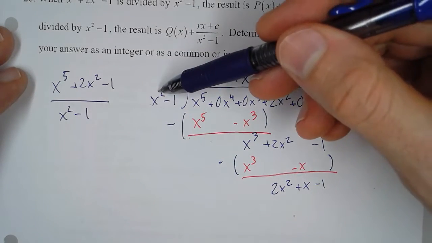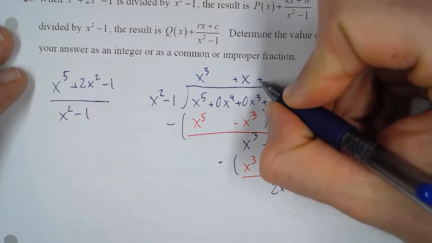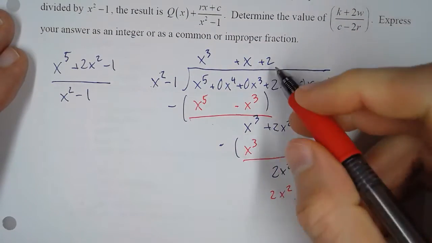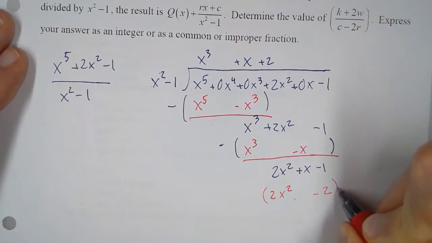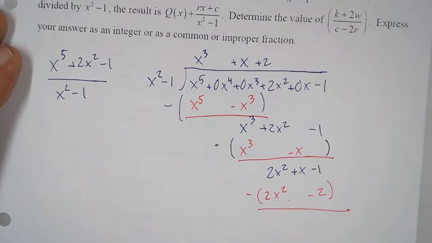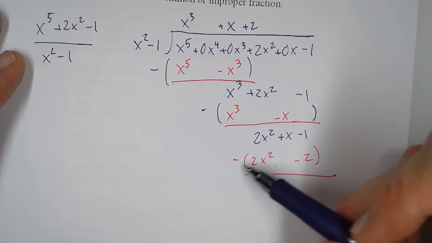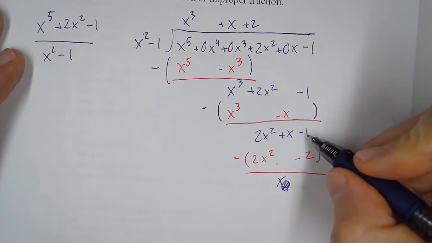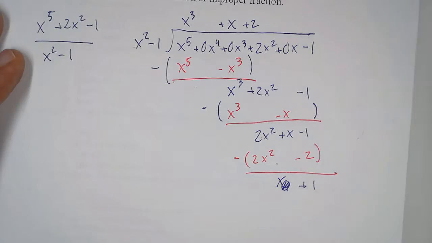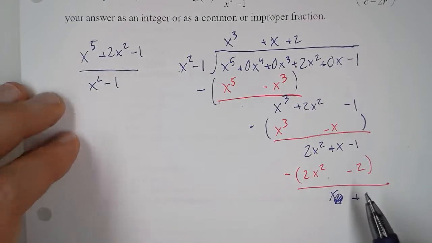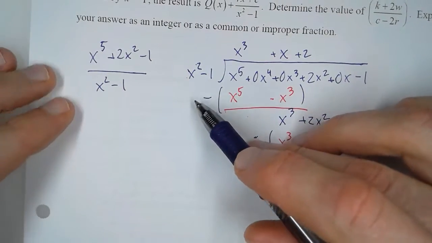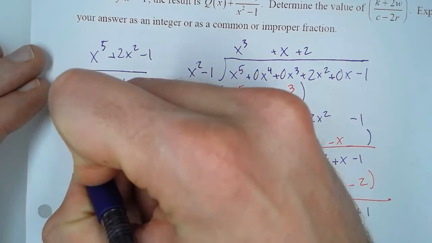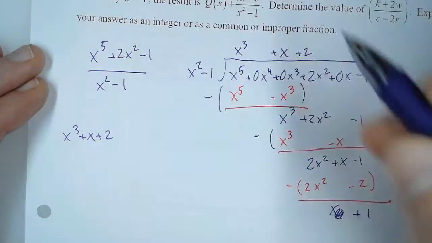So now, x squared times what gives you 2x squared? That is 2. So now we multiply this by 2. So 2x squared minus 2. And we're subtracting that. So 2x squared minus 2x squared is nothing. X minus 0 is just, not 0, but x. Negative 1 minus negative 2 is 1. So, what do we get from all this? Well, what this tells us is that if we divide this, here's what divided out completely. X cubed plus x plus 2, this is our quotient.